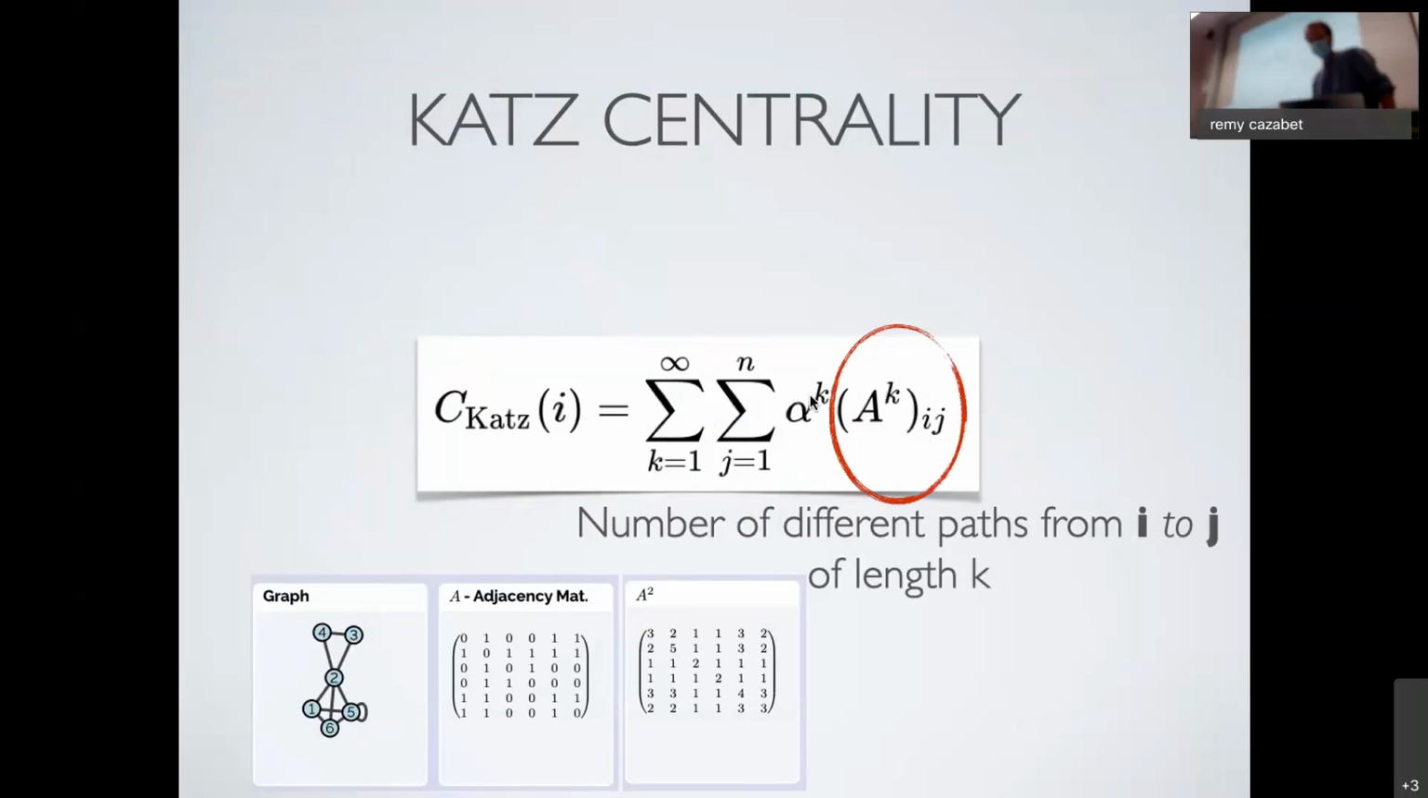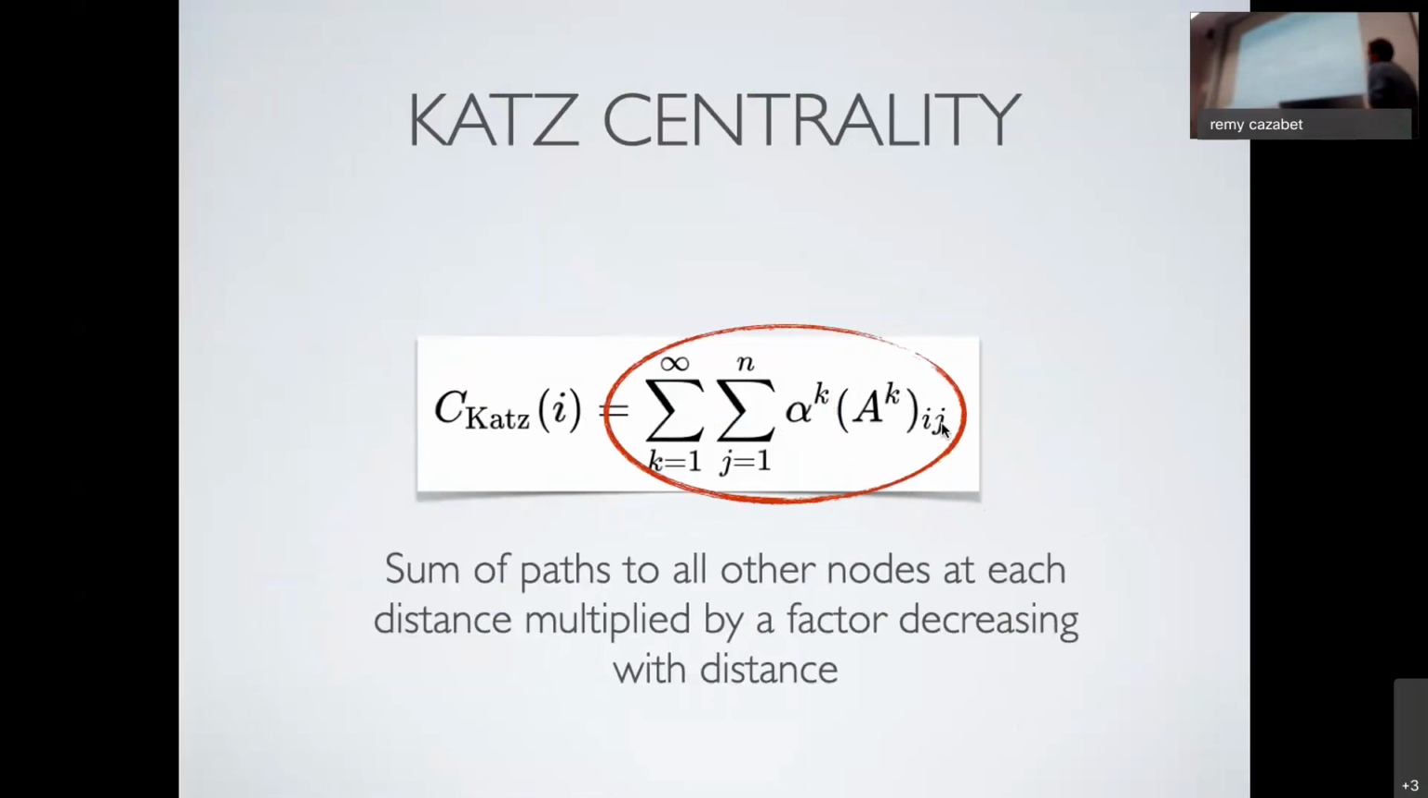Okay, and so on and so forth. So this is what I'm doing here. I'm multiplying the matrix, so I get the number of walks of a given distance k, and I'm just counting how many there are between nodes i and j. So in the end, this amounts to summing the paths to all the other nodes at each distance, multiplied by a factor decreasing with distance. So basically, if you have many nodes at a close distance, your value will be high. And if you have to go far to reach many nodes, then your value will not be as high as if they were closer.